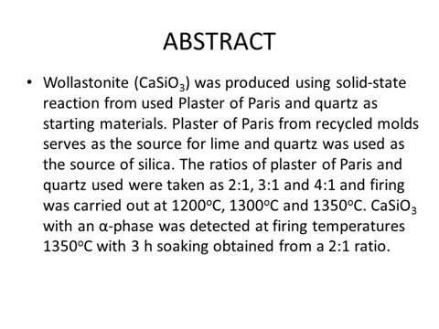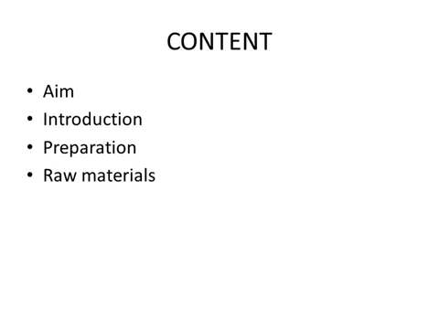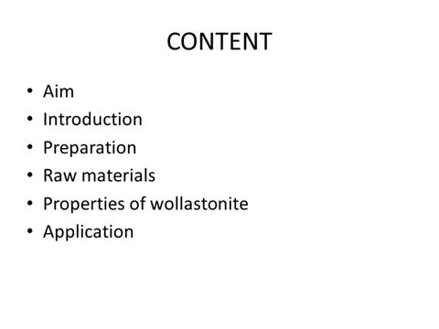Calcium silicate with an alpha phase was detected at a firing temperature of 1350 degrees Celsius with 3 hours soaking, obtained from a ratio of 2:1. This is the abstract of this project. The contents are: Introduction, Preparation, Raw materials, Properties of wollastonite, Application, Results and discussion.